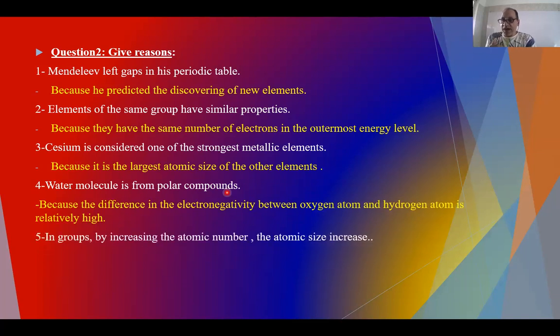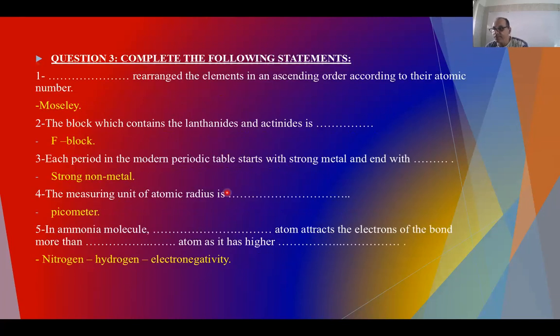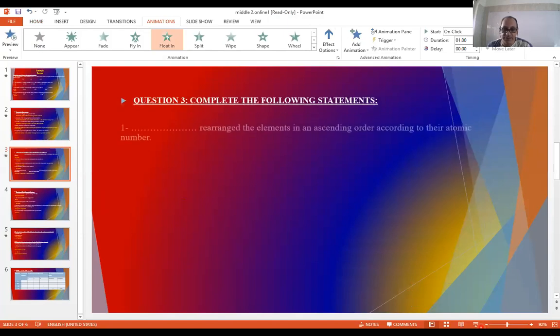In groups, by increasing the atomic number from up to down, the atomic size increases because the number of energy levels increases. I'm sorry for this, and I have to reconsider it once again. I'm sorry.